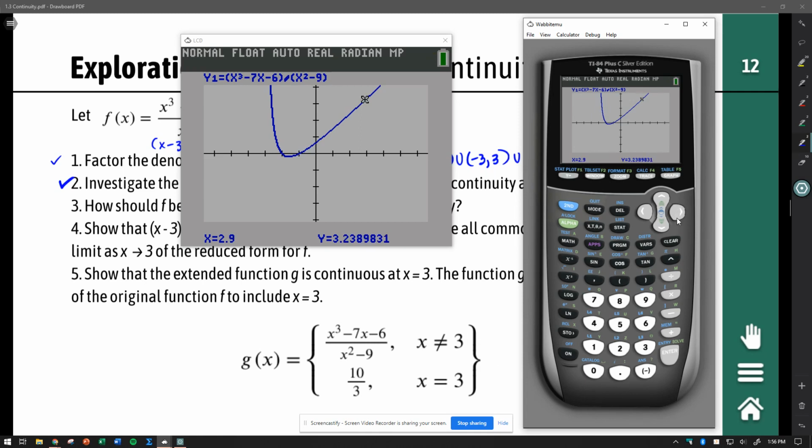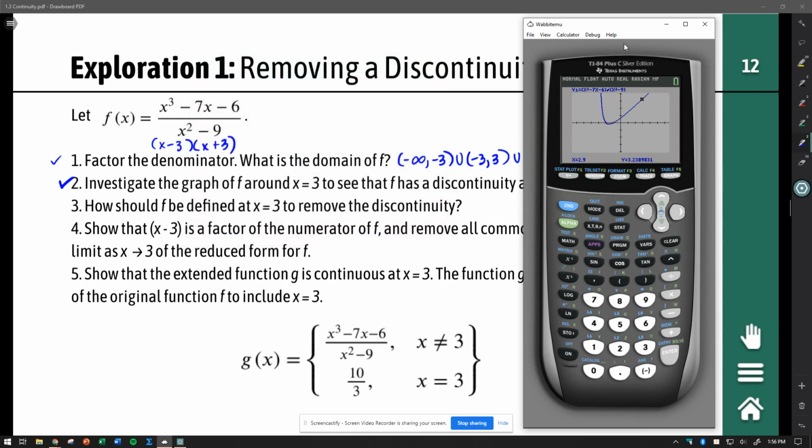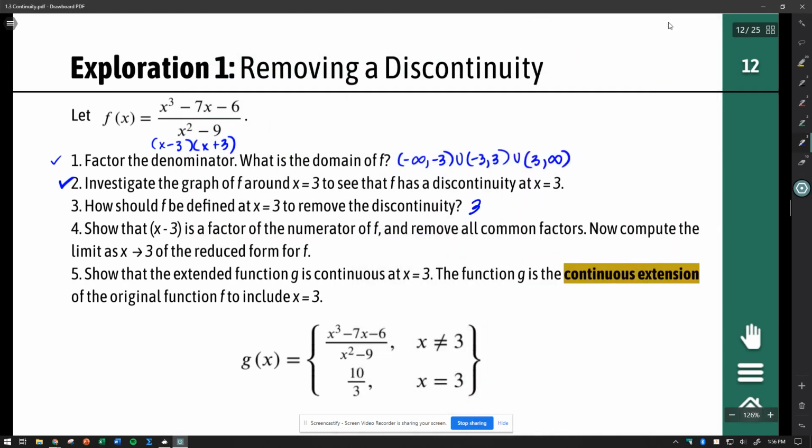3.14. At 2.9, we are at 3.238. At 3, the function's undefined, and on the other side, 3.427. So on one side, 3.427, on the left side, 3.23. So it seems to me like somewhere around 3.3 would be a pretty good guess. So let's say that for right now, 3.3.